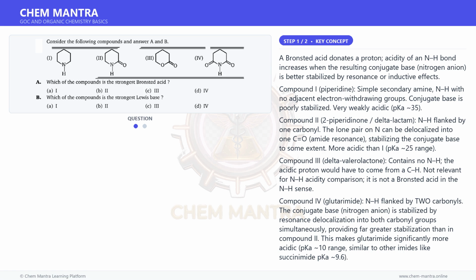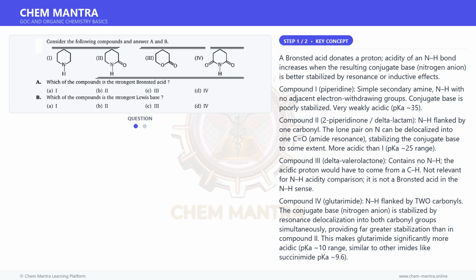Compound 2, 2-piperidinone, a delta-lactam, has an NH flanked by one carbonyl. The lone pair on N can be delocalized into the C=O, amide resonance, stabilizing the conjugate base to some extent. More acidic than 1, pKa in the 25 range. Compound 3, delta-valerolactone, contains no NH. The acidic proton would have to come from the alpha CH, not relevant for NH acidity comparison. It is not a Bronsted acid in the NH sense.